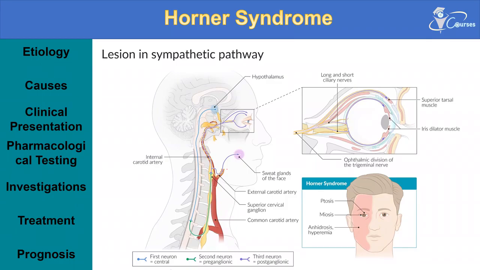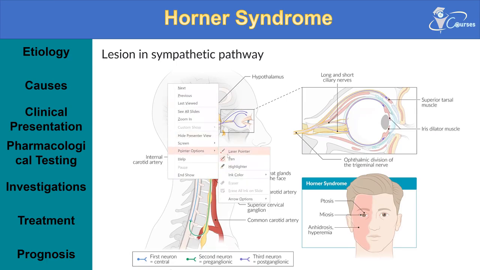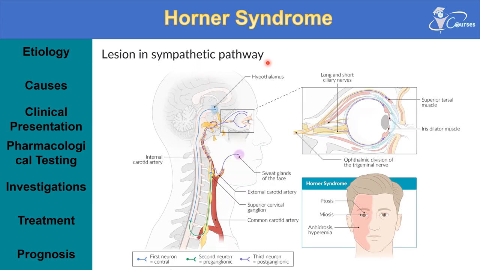Horner syndrome occurs due to a lesion in the sympathetic pathway. So what is the pathway of the sympathetic? There are three order neurons for the sympathetic pathway, starting with the hypothalamus. The hypothalamus is the first order neuron. The fibers descend from the hypothalamus through the spinal cord until they reach a center called the ciliospinal center of Budge, from C8 to T2. It is the second order neuron.